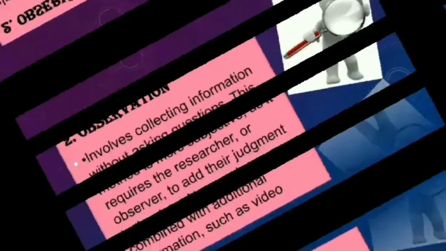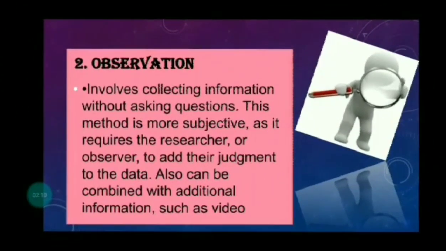Am I right? The next one is observation. Involves collecting information without asking questions. This method is more subjective as it requires the researcher or observer to add their judgment to the data and also can be combined with additional information such as video.